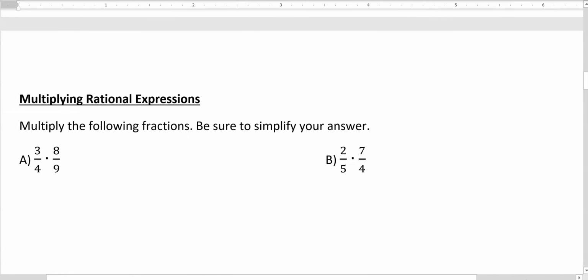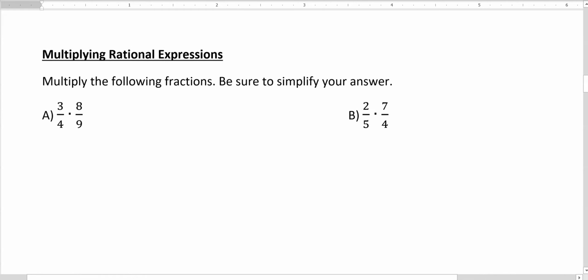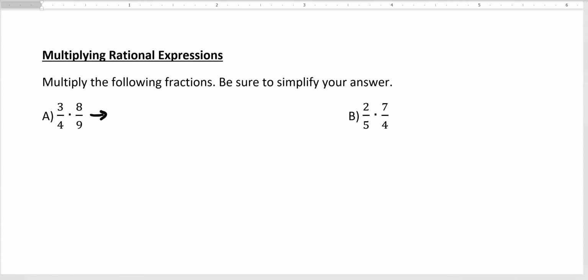Now, let's talk about multiplying rational expressions. So let's review once again just by multiplying fractions. Remember, to multiply fractions, we multiply across. So 3 times 8 is 24. 4 times 9 is 36. And I say, is that fully simplified? No. All right, this is 12 times 2 over 12 times 3. Those 12's divide out. I'm left with just 2/3.